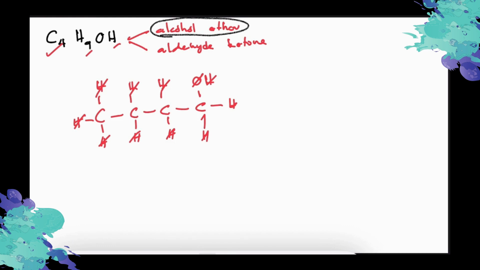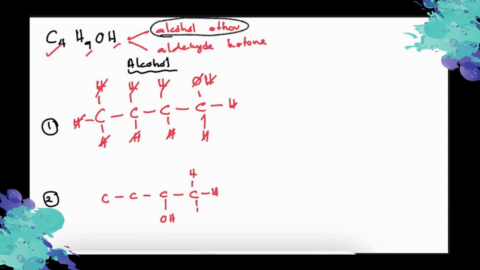Now we need to draw the structure of each. So this is the first structure that we can draw. This is the alcohol family. So this is the first alcohol that we can draw: a straight line that consists of 4 carbon and the OH attached to the first carbon. Maybe we can draw the second structure. 1, 2, 3, 4, and the OH attached to the second carbon. This is the second possibility.